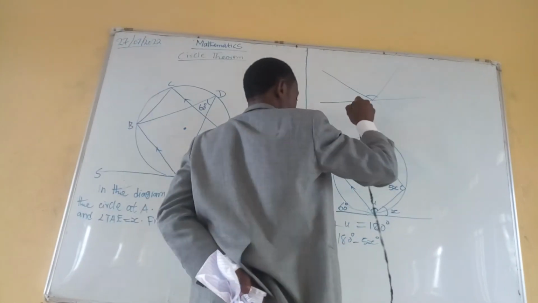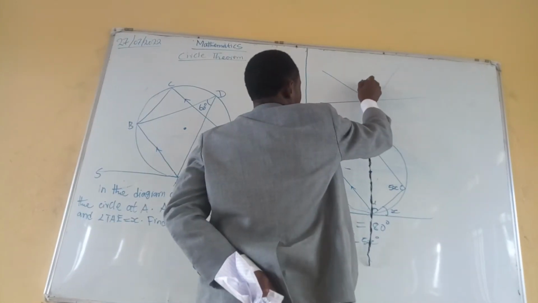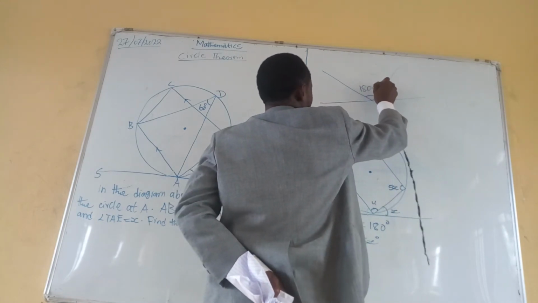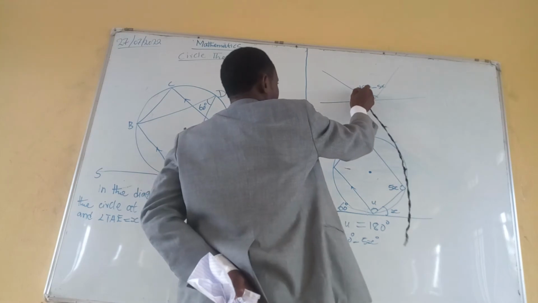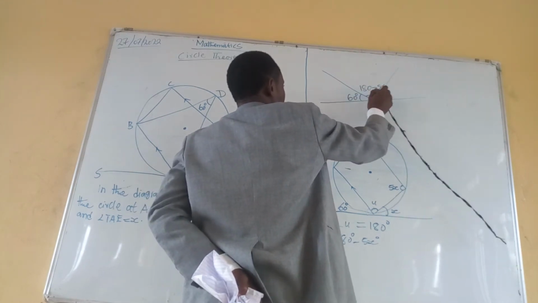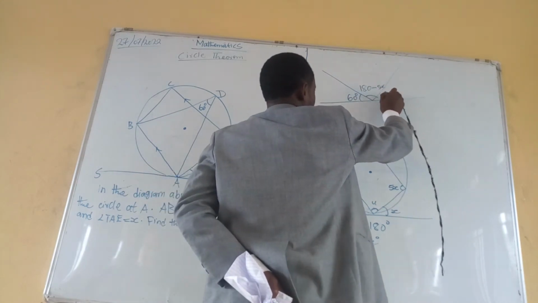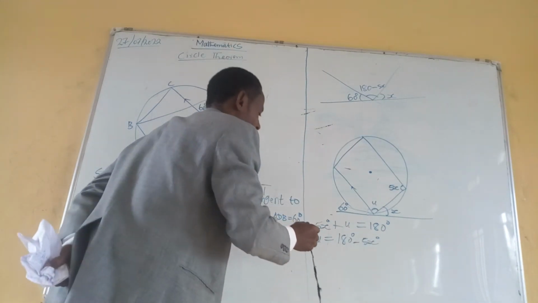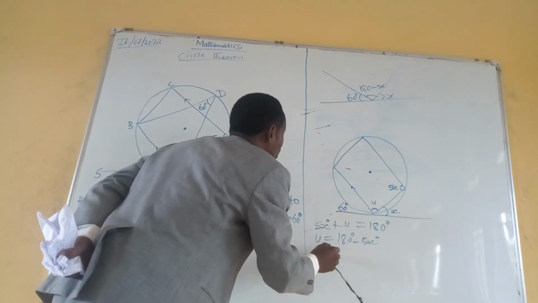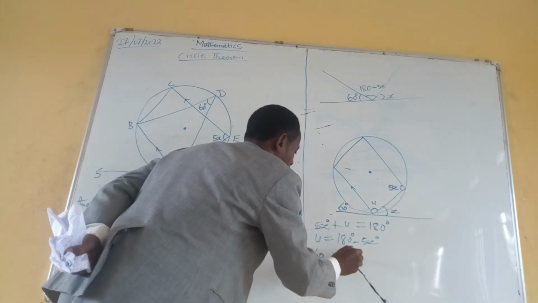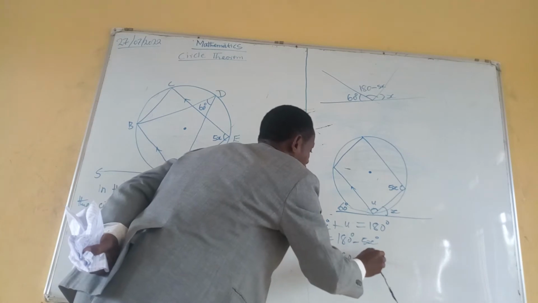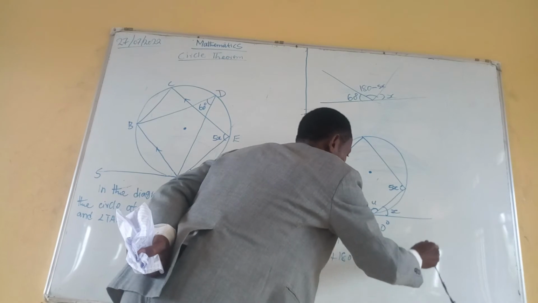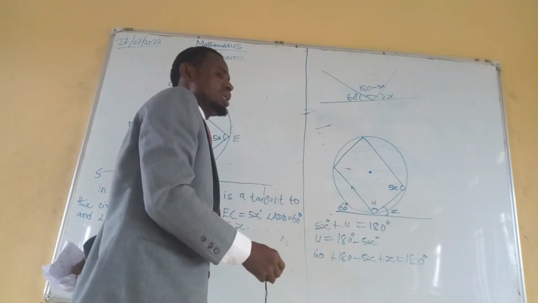This angle u is 180 minus 5x. This angle is known to be 60 degrees. This angle is known to be x. So using the sum of angles on a straight line, we can say 60 plus 180 minus 5x plus x is equal to 180, using the sum of angles on a straight line.